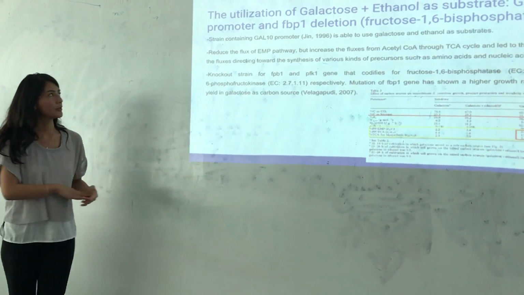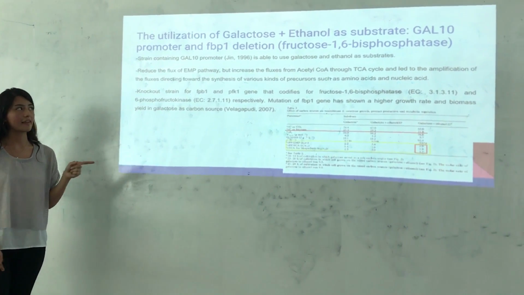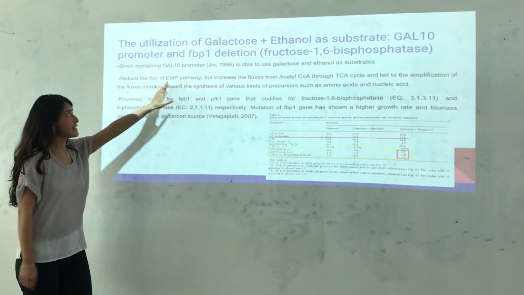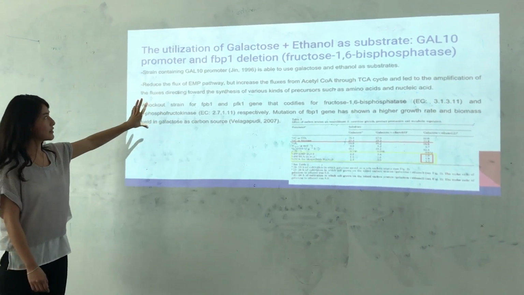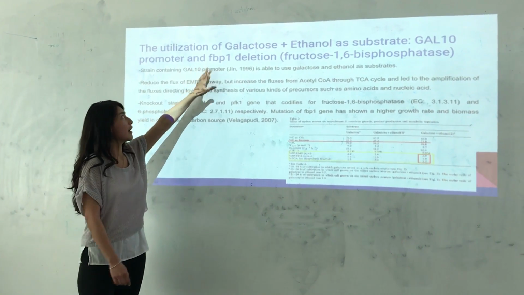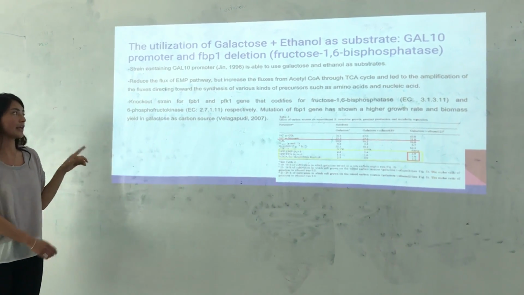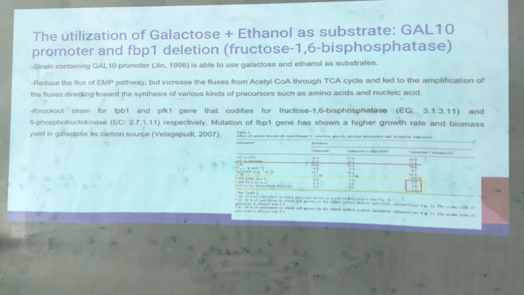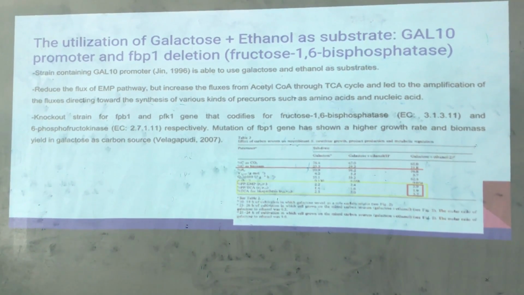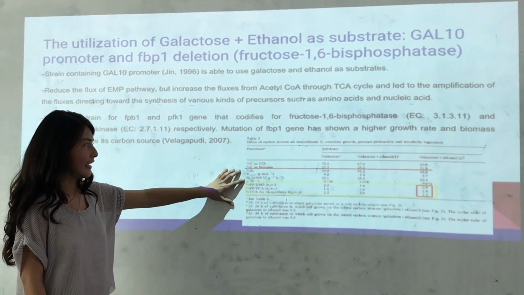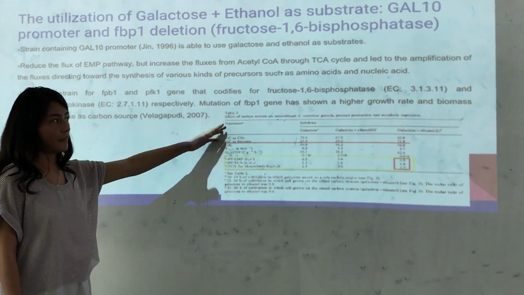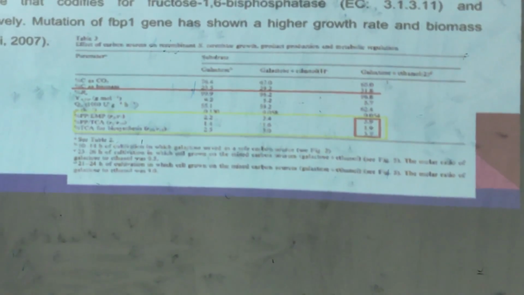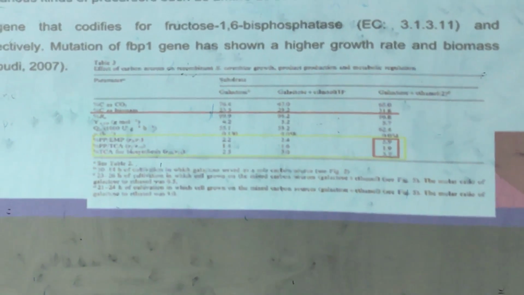First, we propose the utilization of a mixture of galactose and ethanol as a substrate. This will be possible using a strain that contains the GAL10 promoter. And also, we propose the knockout strain of the FBP1 and PCK1 genes, in order to delete the pathway of fructose, which will be unusable. We found that in the production of proteins, galactose and its mixture with ethanol increase the pentose phosphate pathway activity and TCA pathway activity. So it is a good approximation for recombinant protein production.